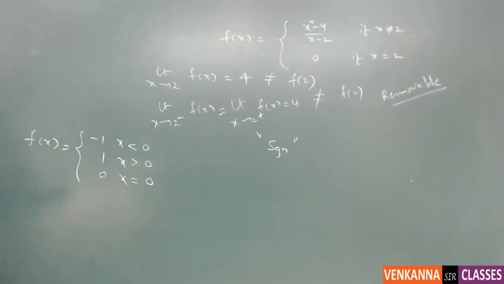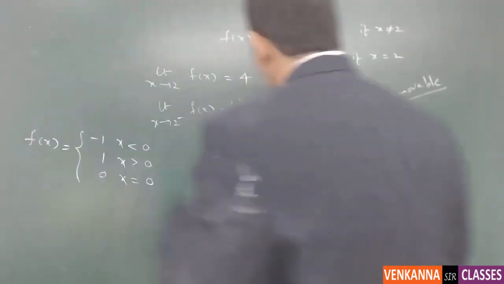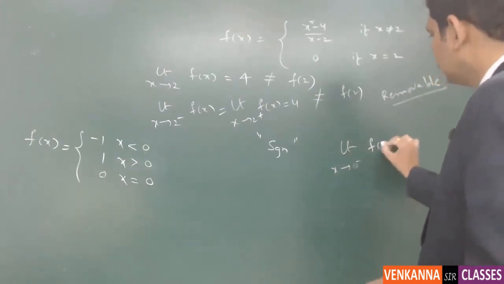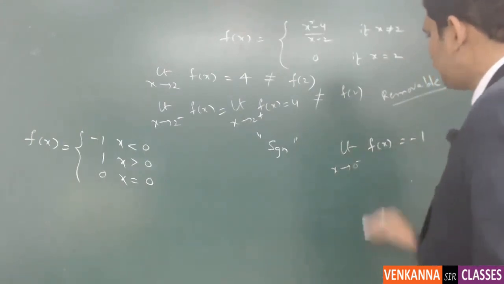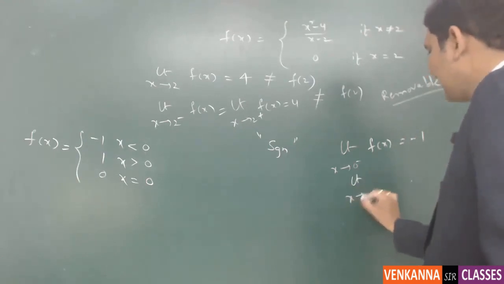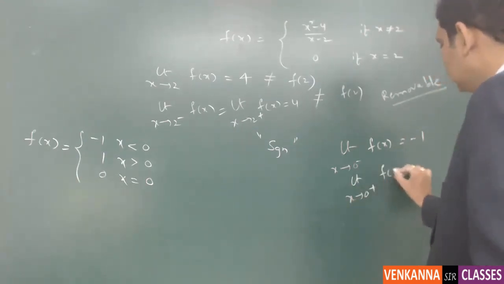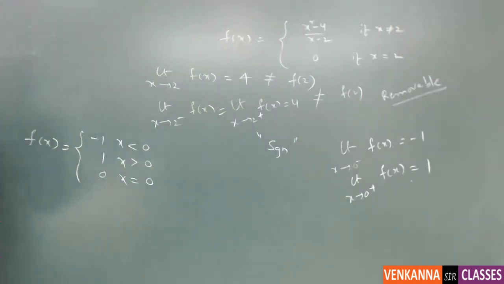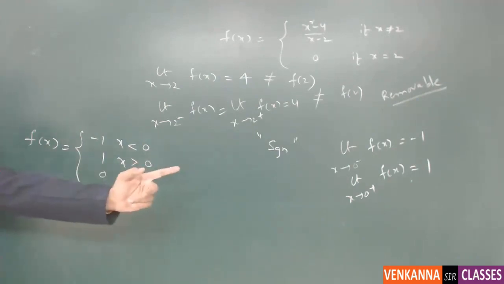Yeah. So if you calculate the left limit, its value is minus 1. If you calculate the right limit, its value is 1. So both limits exist and they are unequal. So we say that the function has jump discontinuity.